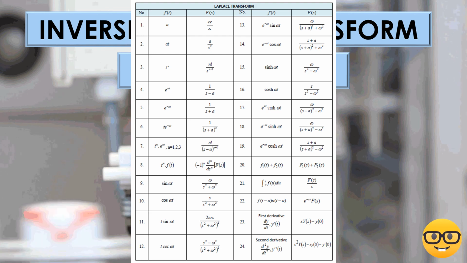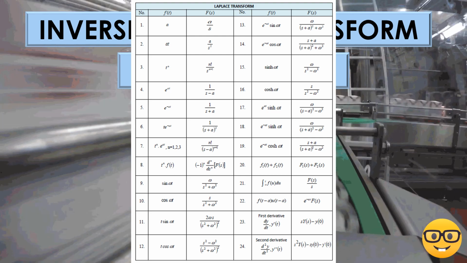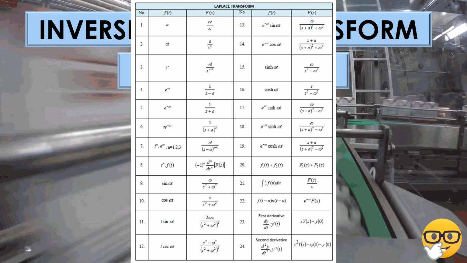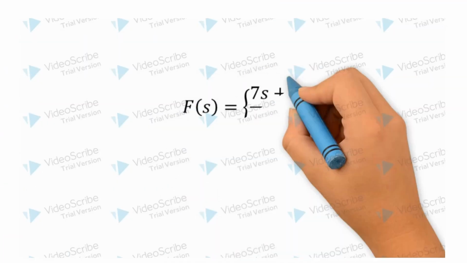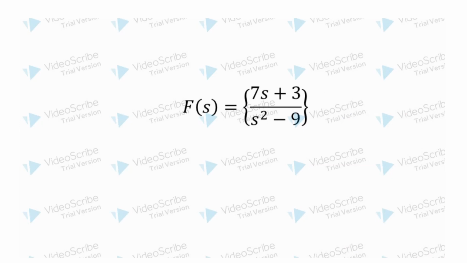I'm going to show you two examples of inverse Laplace transform operation. So let's go to the first one. First, write the symbol of inverse Laplace transform. So we have the inverse Laplace of 7s plus 3 over s squared minus 9.